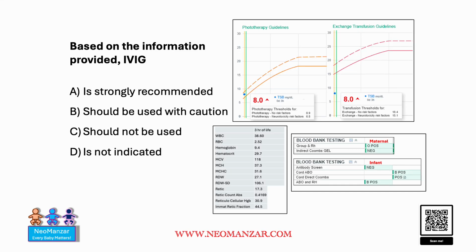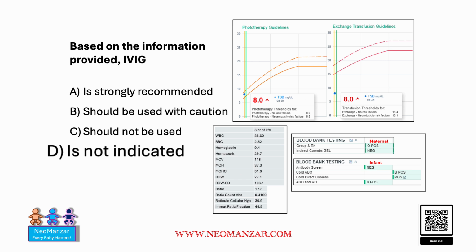So based on the information provided, what should be the course of IVIG, intravenous immunoglobulin? This is a case of jaundice, and let's pause the slide and take a look. You can zoom the pictures and see what is the information. Okay, so the correct response is that IVIG is not indicated. Now let's walk through the different information which is given.